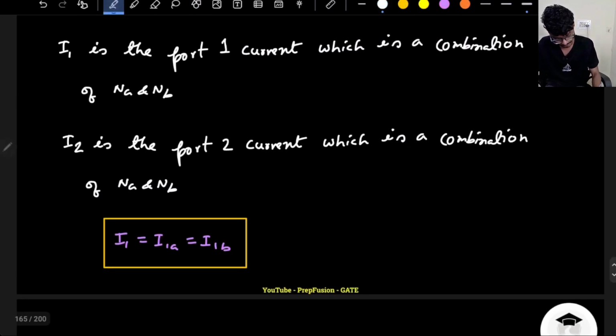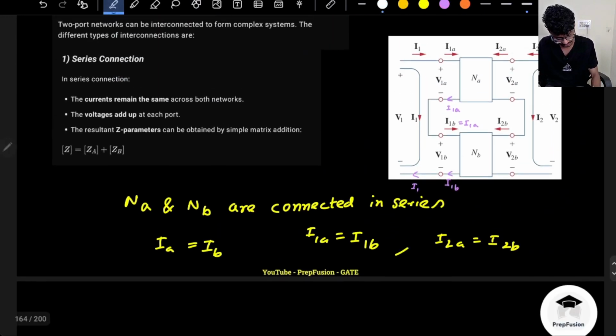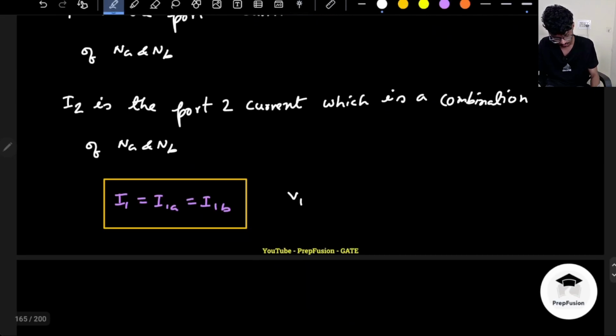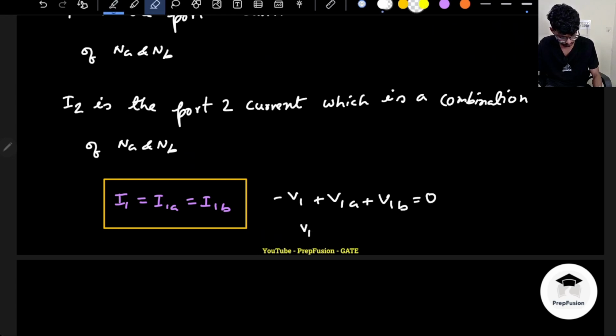The voltages are getting added. So what is my V1? If I apply a KVL in this loop, the voltage will be minus V1 plus V1A plus V1B equals 0. So V1 will be equal to V1A plus V1B.